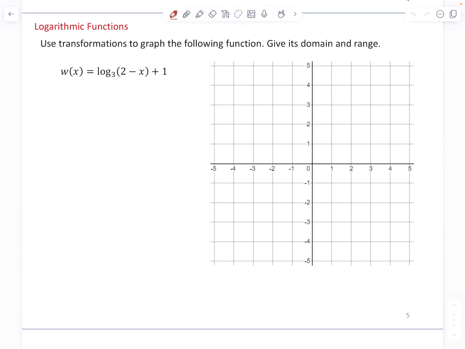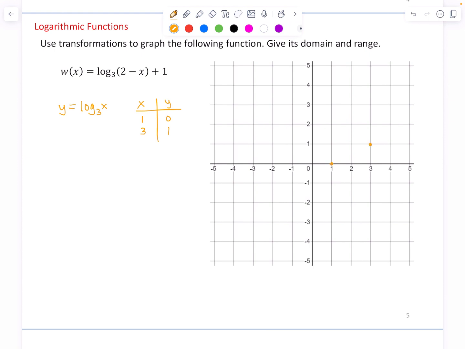Use transformations to graph the following function. Give its domain and range. Our parent function here is log base 3 of x. A few key points will be, if x is 1, then y will be log base 3 of 1, which is 0, because 0 is the power you put on 3 to get 1. If x is 3, matching the base, then log base 3 of 3 will be 1, because 1 is the power you put on 3 to get 3. So 2 key points on this will be (1, 0) and (3, 1).